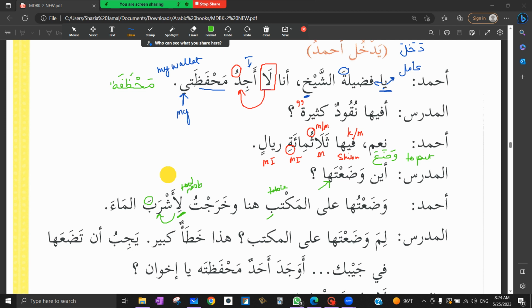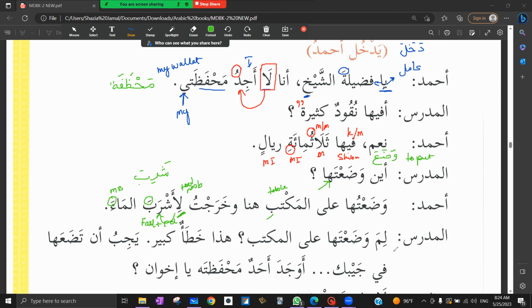So li ashraba al-ma'a. Ashraba comes from shariba. Ma is in maf'ul bihi case. Okay. Why? Because ashraba has both fa'il and maf'ul. It has both fa'il and maf'ul. The maf'ul is hidden in it. The fa'il we can see, ashraba, and ma falls in the place of maf'ul bihi.